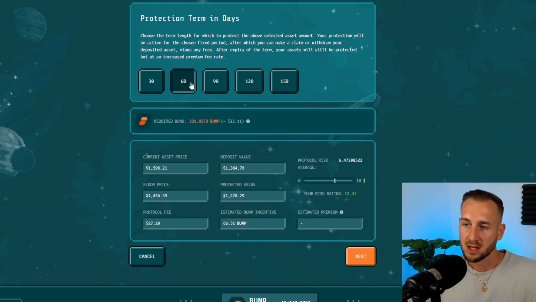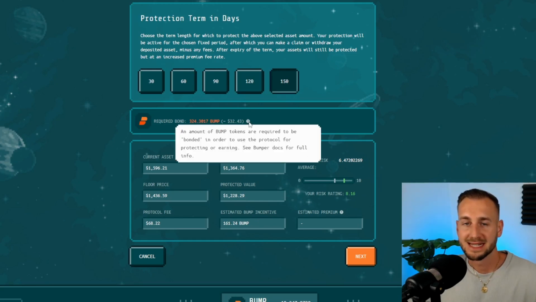So the longer that you actually go ahead and do a policy for, the lower the amount of bonded bump that is required. So as it says, these are just bonded for the duration of your policy. You're not actually spending them, but you have to hold them in your wallet, and they will no longer be spendable once bonded. And then at the end of the policy, you will get these bonded bump back.